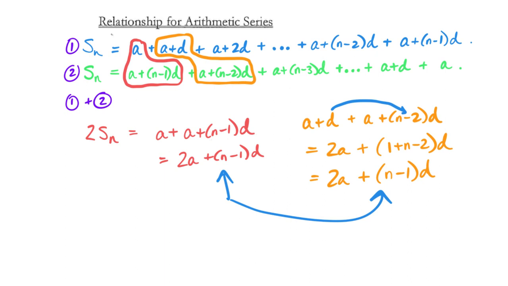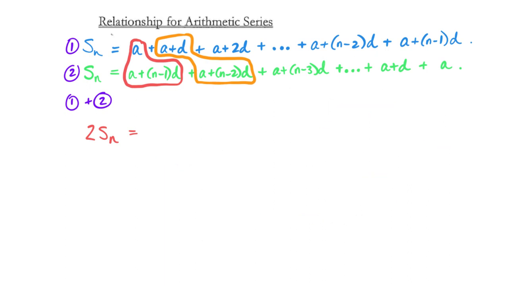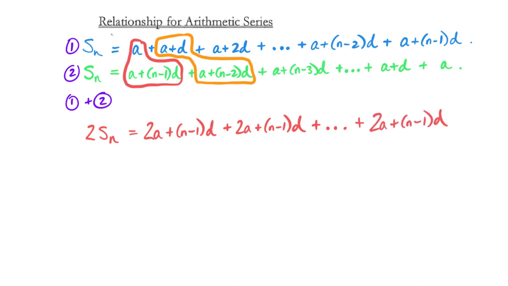Okay, I'm going to erase all of that stuff I just did, because I now know what my common sum is. I get 2a plus n minus 1d. And then I'm going to get another 2a plus n minus 1d. And then I'm going to get another, well, I'm just going to put a little plus. And you'll notice we get the exact same thing at the end. Another 2a plus n minus 1d.